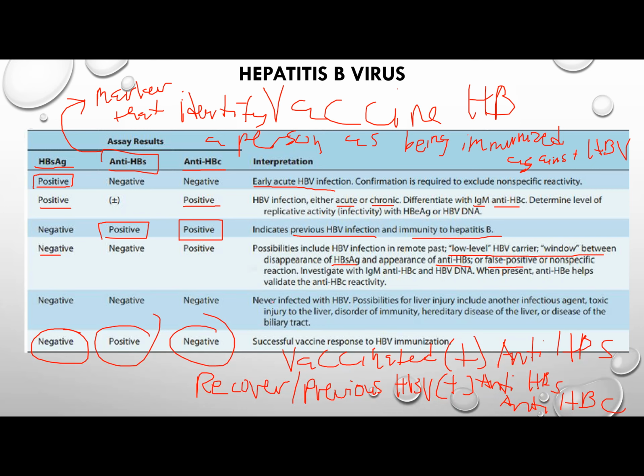Then if you were never infected with HBV, so you only had some liver ailment, like cirrhosis, liver disease, or liver cancer, you would be negative for all markers. So do memorize these assay results, class, and their interpretation.